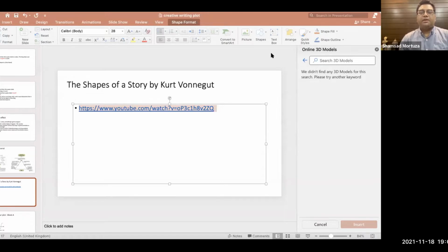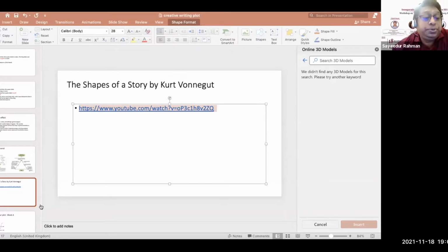Right. A second. So which screen are you seeing? Sorry, I usually use, can you see Kurt Vonnegut? Yes, we can just see this slide, Shamsad Bhai. Oh, just the slide.